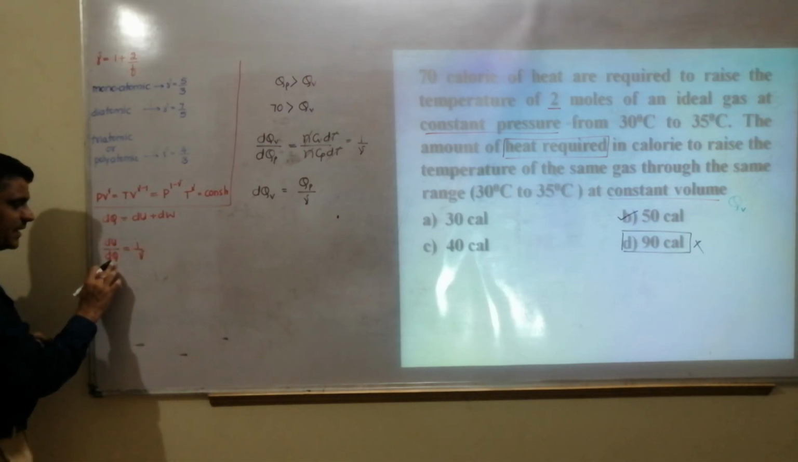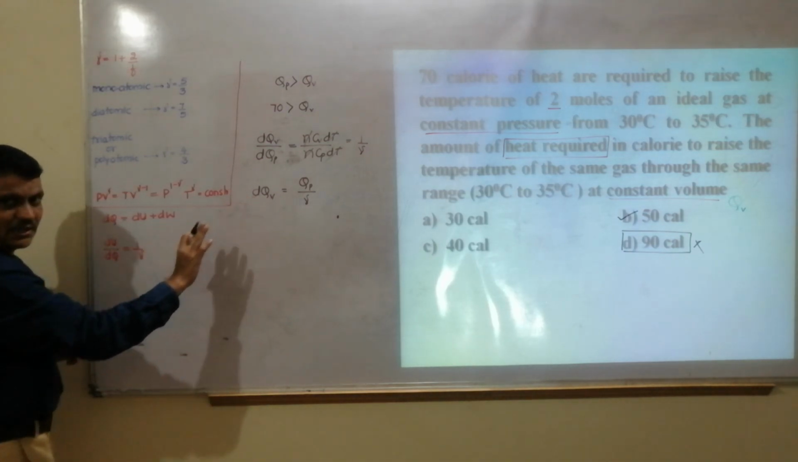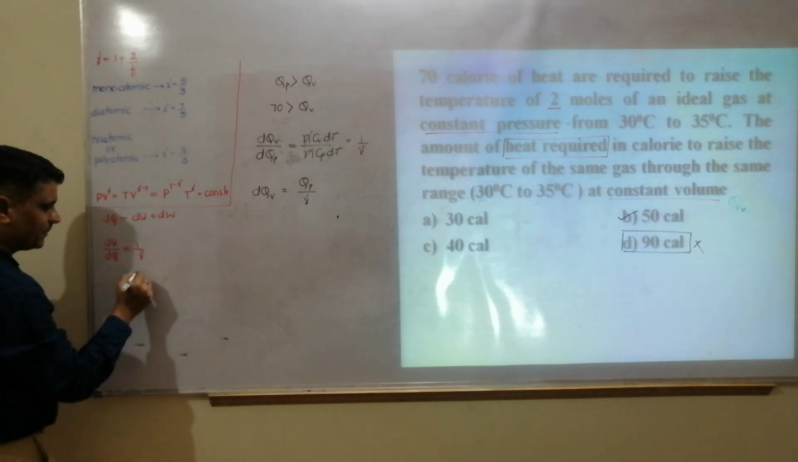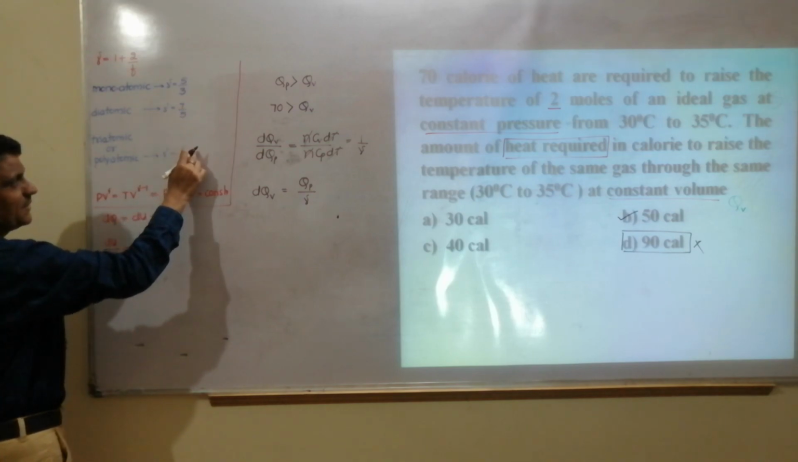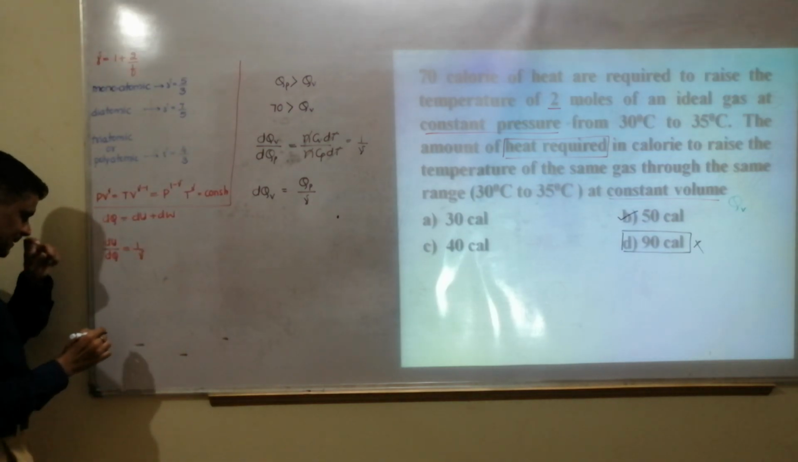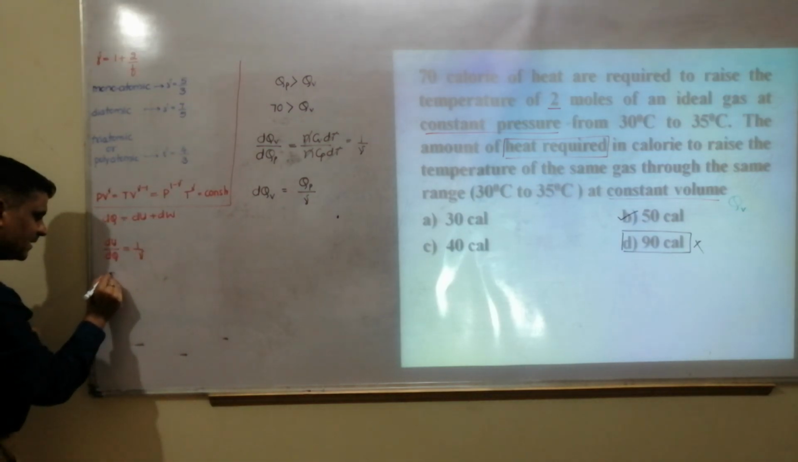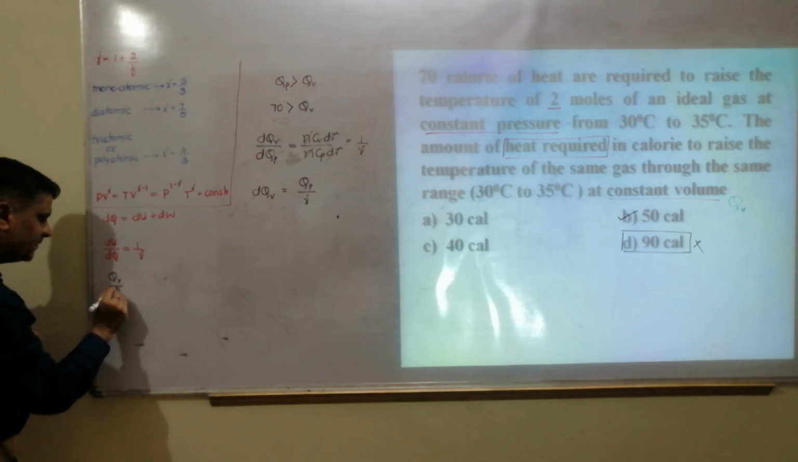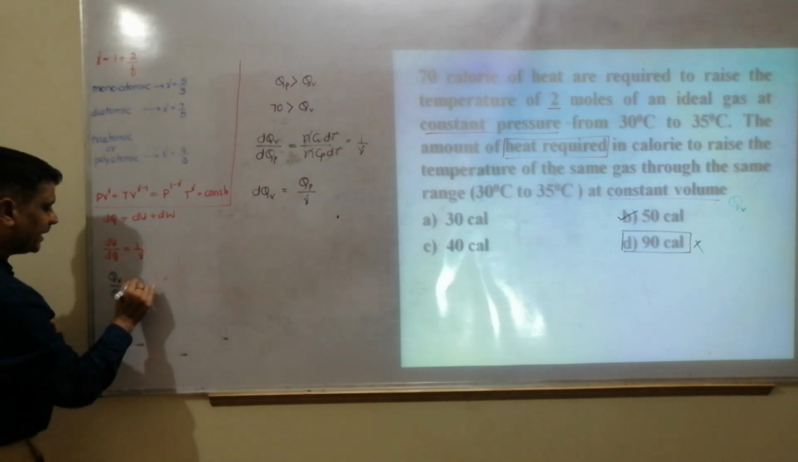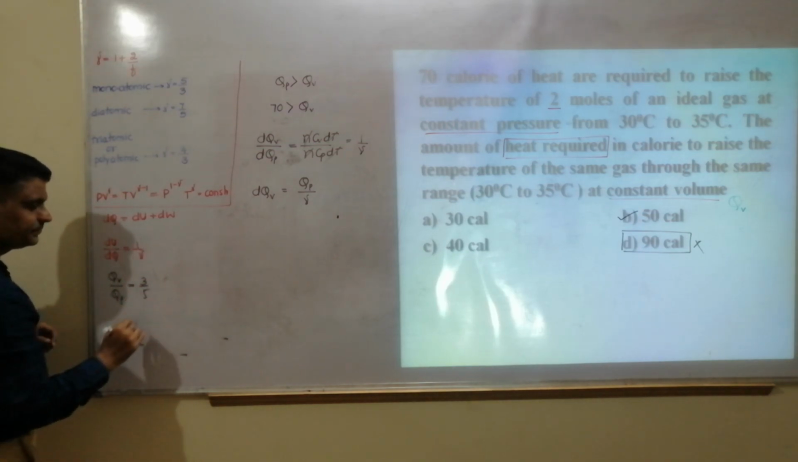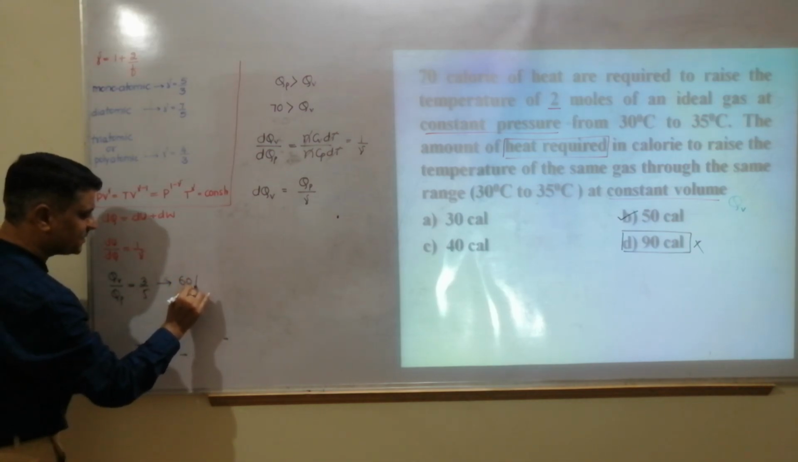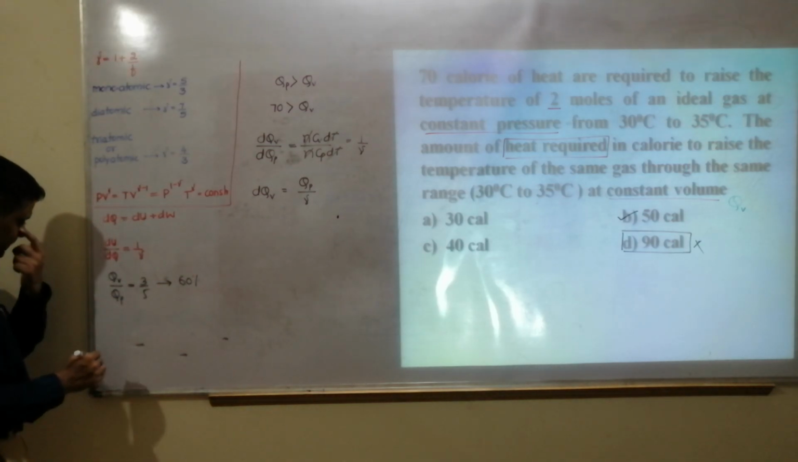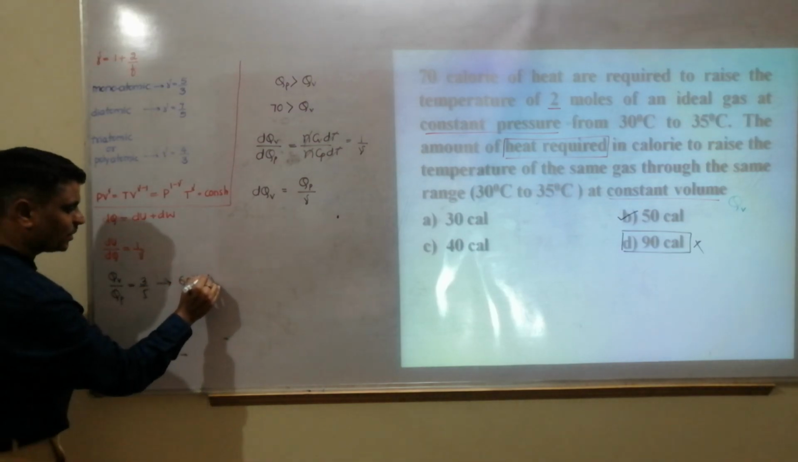Right? See, if you know this relation, I can say here gamma for monoatomic is 5/3, diatomic 7/5, triatomic 4/3. See, dU by dQ is nothing but QV by QP, 1 by gamma. 1 by gamma means 3/5, 5/7, 3/4. You have to remember this. Therefore, I can say QV divided by QP for monoatomic is 3/5. If I want to write it as a percentage, it is 60%. Okay, for monoatomic.